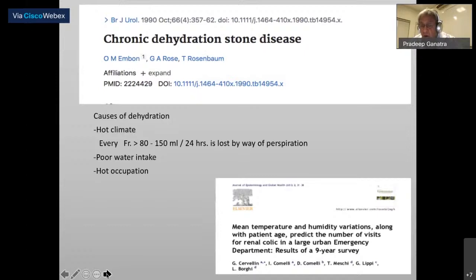During the 3 weeks lockdown period, I had the chance to read many articles. Ones that interested me most were the role of hot climate and hot occupation leading to chronic dehydration and thereby playing a role in the formation of genitourinary stones. Also the role of temperature with humidity, which varies round the year, and its importance to the seasonal colic attack.